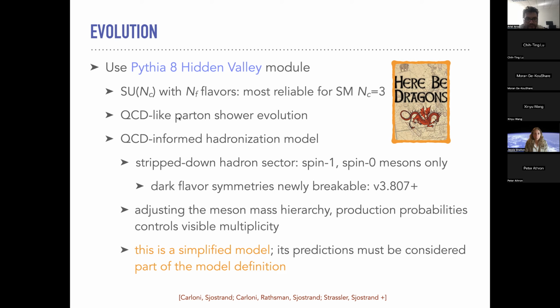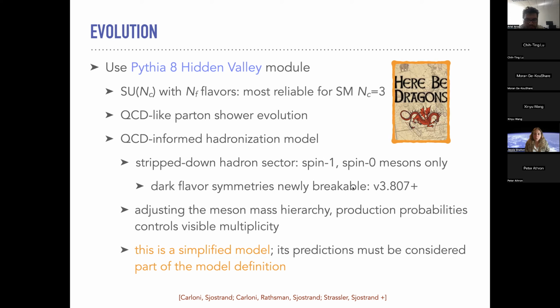So as a QCD-like parton shower evolution, it makes some approximations that one should be aware of and that can limit its usefulness, especially at large NF. And it has a QCD-informed hadronization model. It's worth bearing in mind that the hadronization model knows about a somewhat stripped down hadron sector. So it only knows about spin 1 and spin 0 mesons.